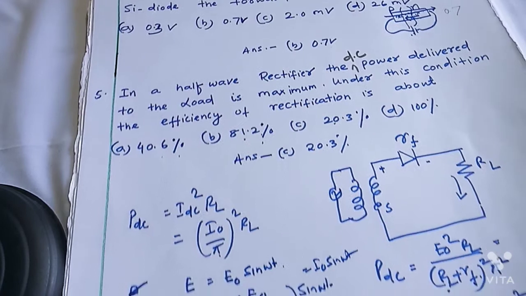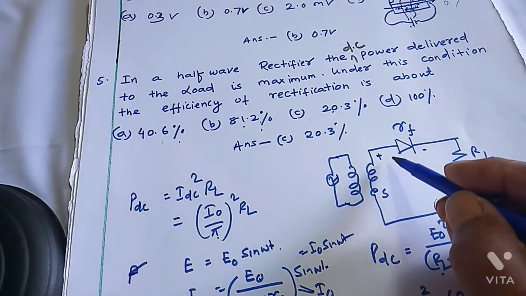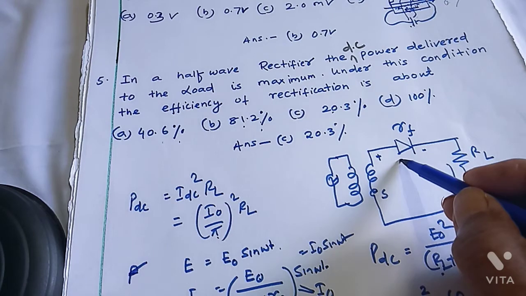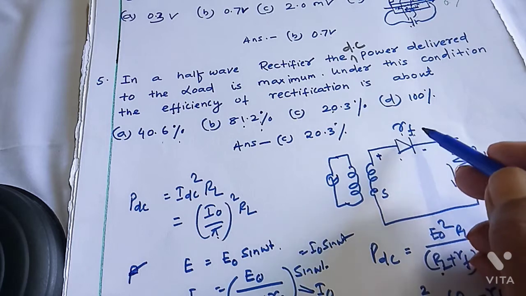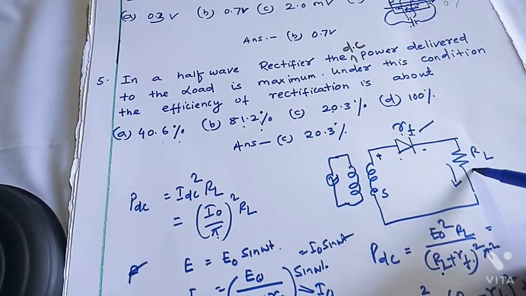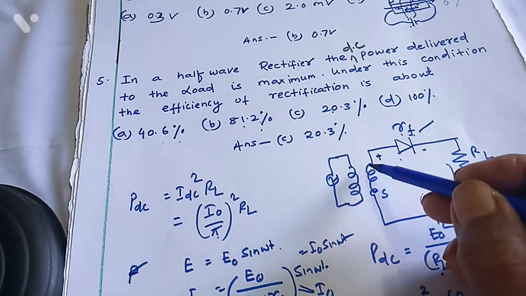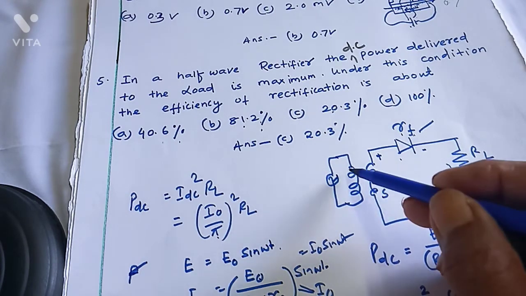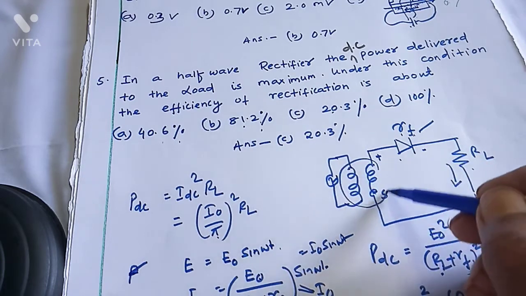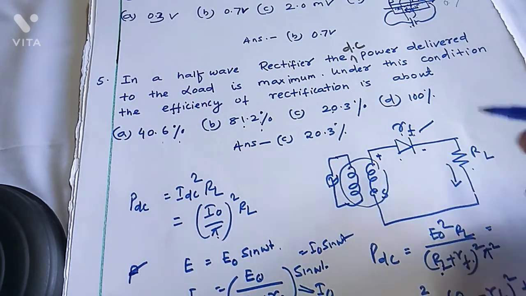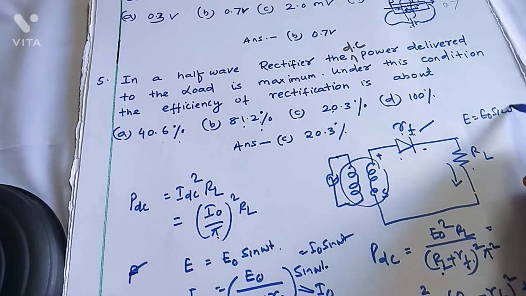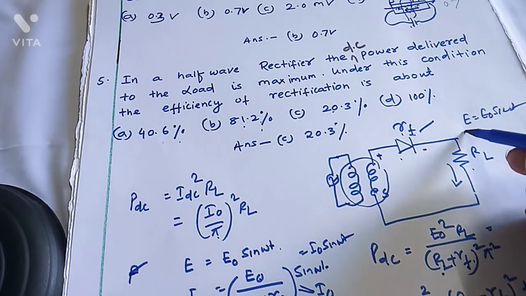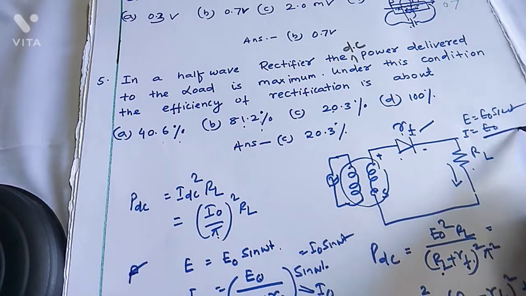Let us analyze. For a half wave rectifier, here we have a junction diode having a forward resistance, that is the resistance when it is forward biased, RF, and the external load resistance is RL. It is connected to the secondary coil. This is the primary coil of a transformer, with an AC source, and if the AC source is given by E equal to E0 sin omega t, then the current I equal to E0 by (RL plus RF) sin omega t.